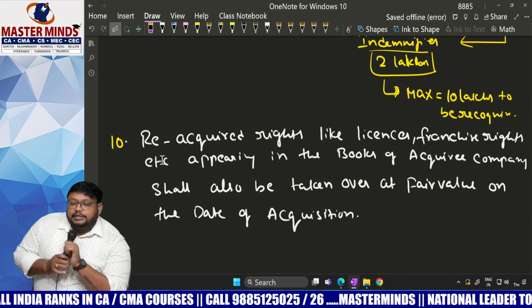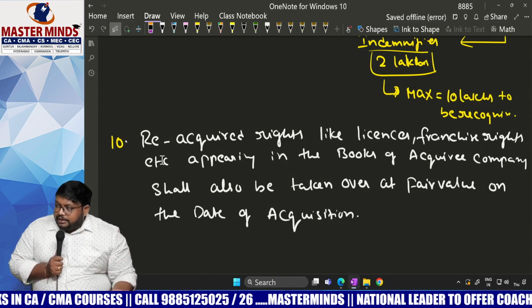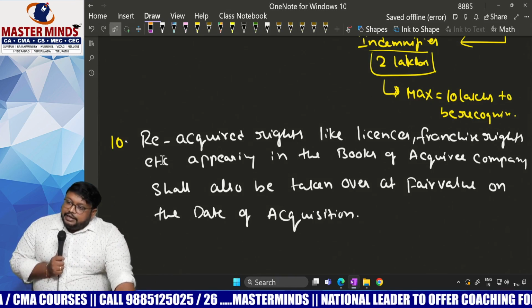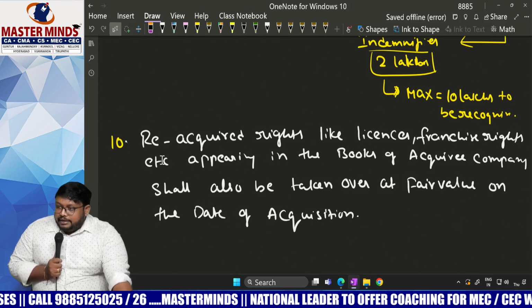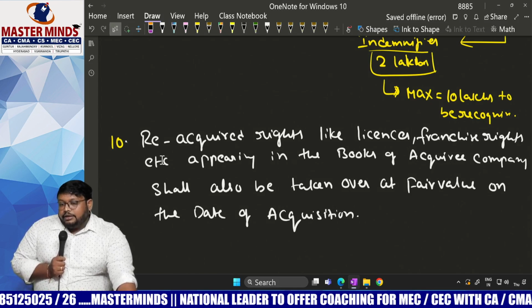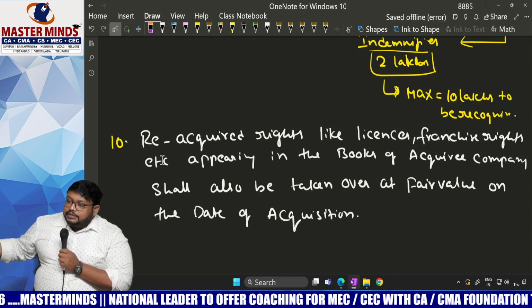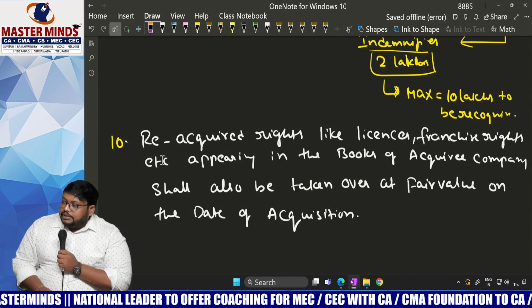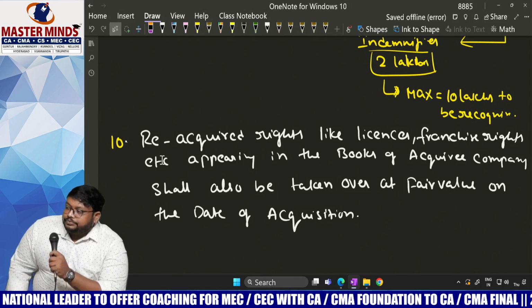The same 7 years, if I want to purchase from the market, what is the price on that particular date? That will be the fair value. So carrying amount is there, fair value is there. We have to recognize that fair value, not the carrying amount. That is what here the reacquired rights will be taken out. Same like assets, carrying amount is there, assets fair value is there. Assets we are taking at fair value. In the same way, reacquired rights also we have to take over at fair value.